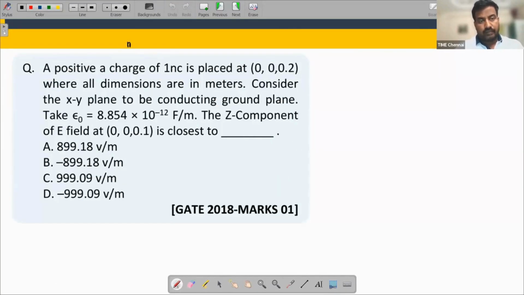This is one more question. Method of images. Solve this one. Anyone?